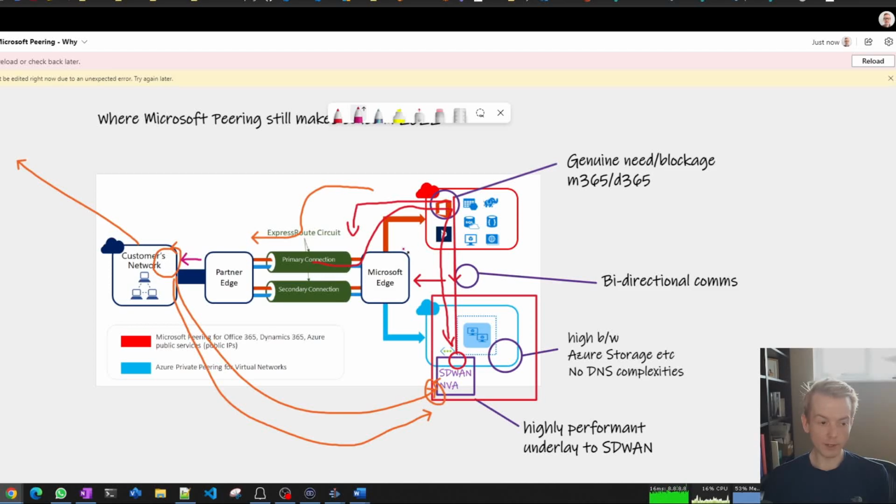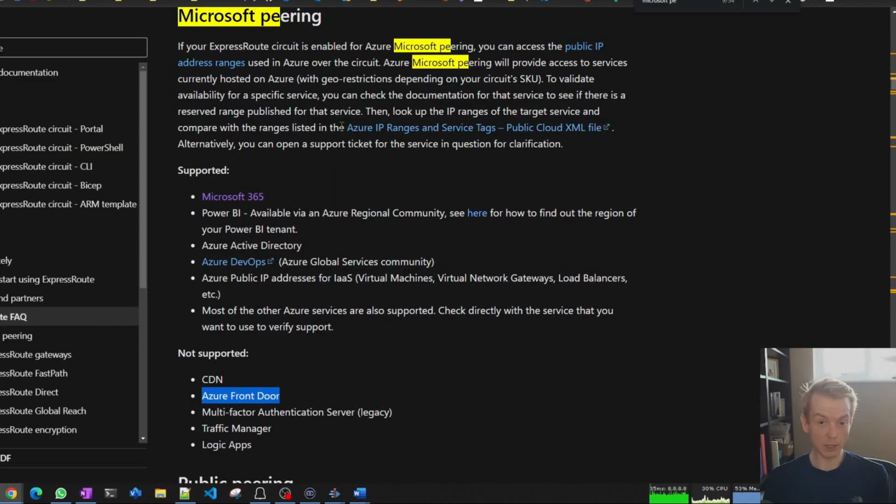So if you're trying to think about the red line as a reliable underlay for a service that's underpinned by Azure Front Door, for example, Azure Virtual Desktop, or even your own application, then that's one to watch out for and be careful of. But I'll leave the link to this in the comments below.